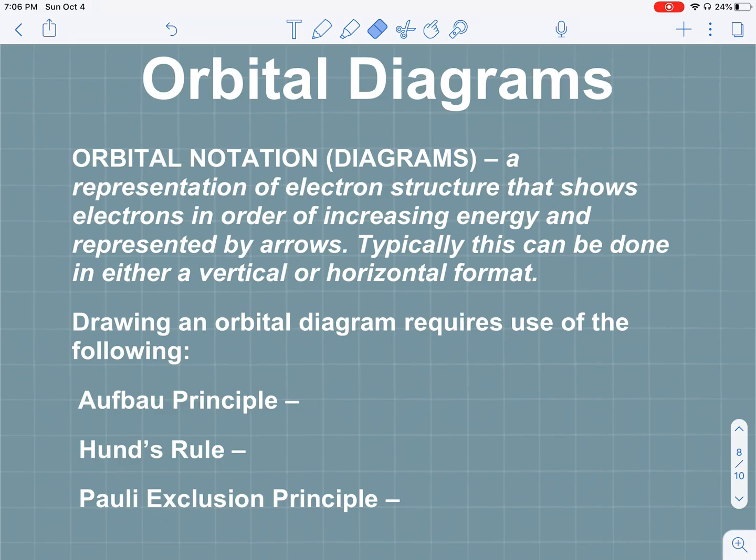So the orbital diagrams are what we've been working on, a representation of electron structure that shows electrons in order of increasing energy and represented by arrows. Typically, this can be done in either a vertical or horizontal format. We'll take a look at that in class.